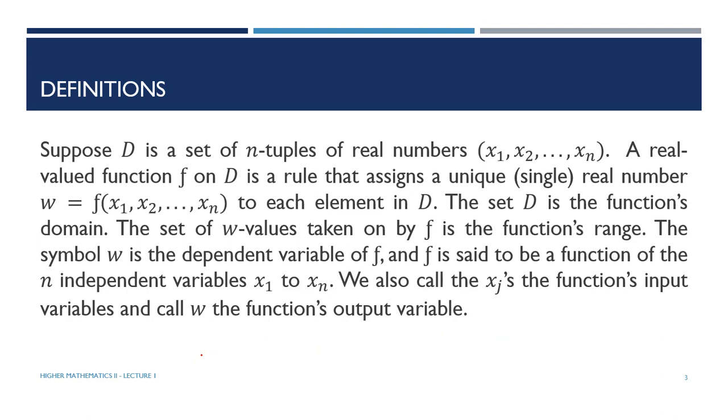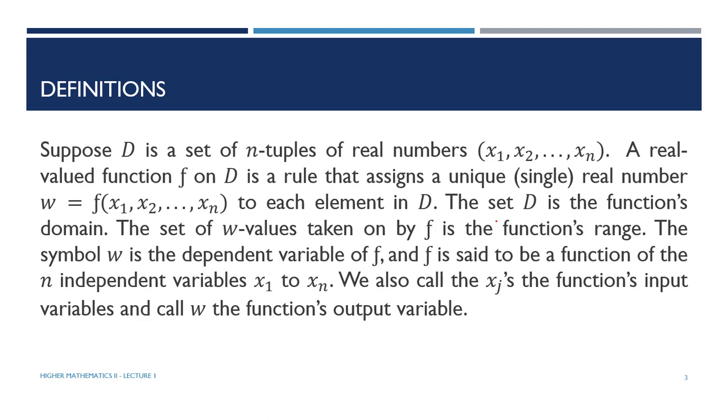Suppose D is a set of n-tuples of real numbers, such as x1, x2, etc., xn. A real valued function f on D is a rule that assigns a unique single real number w to each element in D. The set D is the function's domain. The set of w values taken on by f is the function's range.